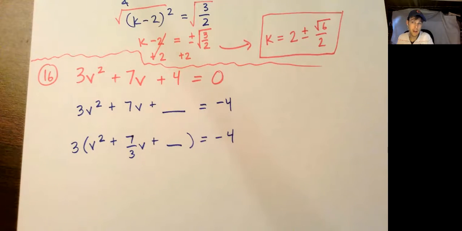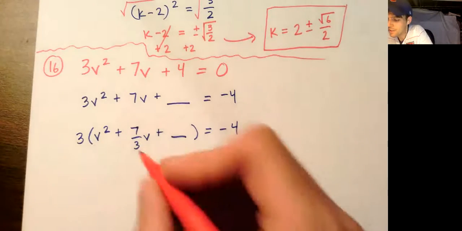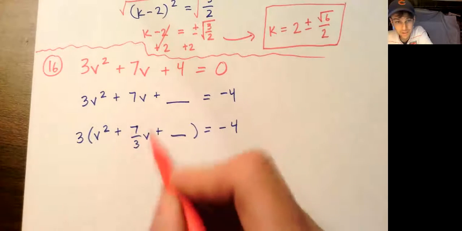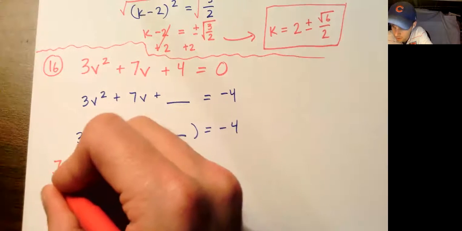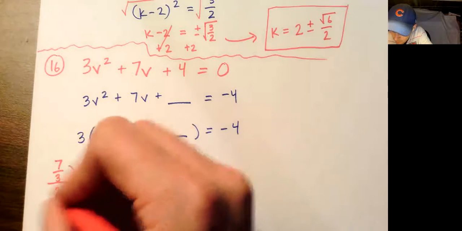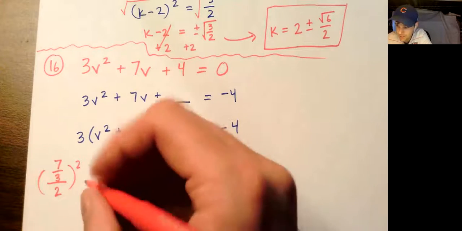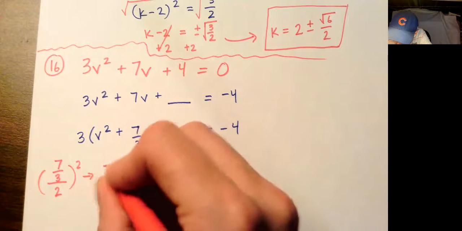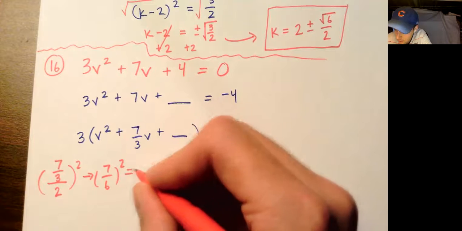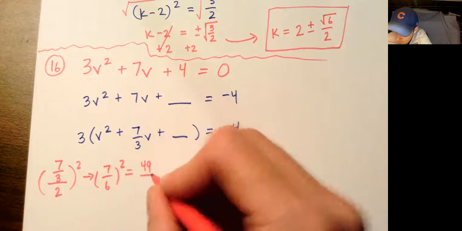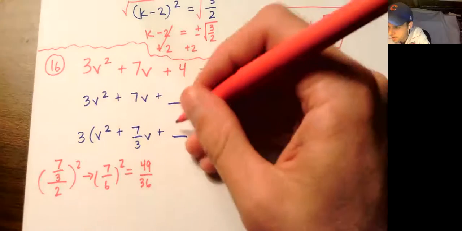Okay, and now I need to turn this into a perfect square trinomial. So I have to do the middle term divided by 2 and then squared. So 7 over 3 over 2 squared. 7 over 3 over 2 is really 7 over 6 squared. That's going to be 49 over 36. And that's what I'm putting in right here.